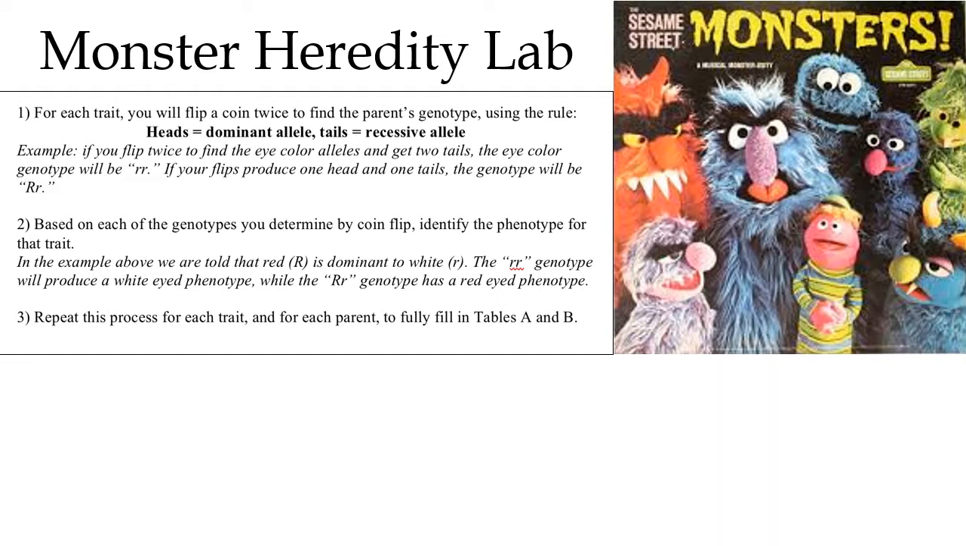So this is part of your lab. You'll see this when you actually get the paper. For all these different traits, I gave you a little table. You're going to flip the coin to see what allele combinations your parent monsters have. So are they big R, little r, little r, little r, big R, whatever combination of alleles. As it says here, a flip of the coin that leads to heads is going to be a dominant allele, where tails will be a recessive allele.